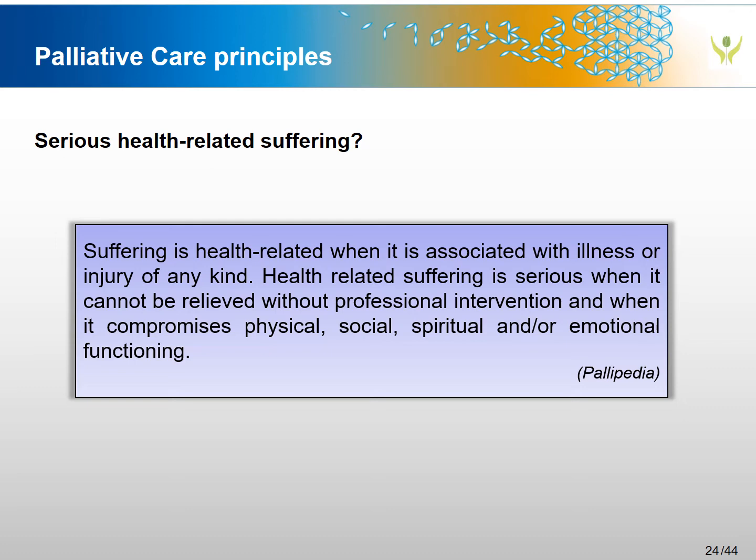Health-related suffering is serious when it cannot be relieved without professional intervention and when it compromises physical, social, spiritual and/or emotional functioning. This means that palliative care addresses physical, social, spiritual and psychological needs of patients and families, and respectively addresses those multidimensional human needs in care planning and giving. In upcoming lessons you will learn more in detail why these dimensions matter, how to address these, and how to provide symptom control, support and care based on complex needs assessment.